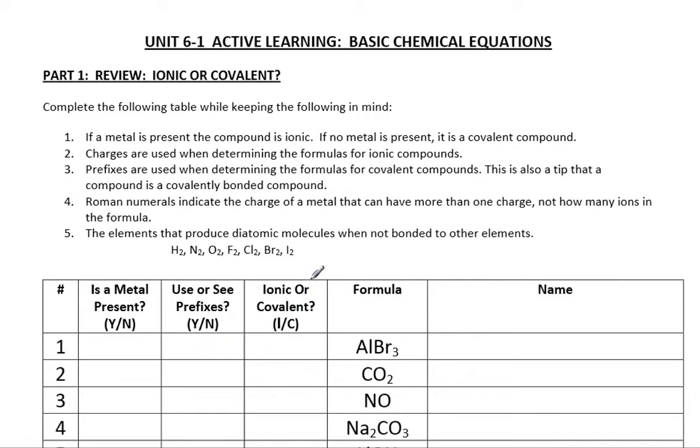All right, so here we go. We're going to do a little bit more review with ionic or covalent. Now, the first thing you should always do is look for a metal. So let's look at our first example here.